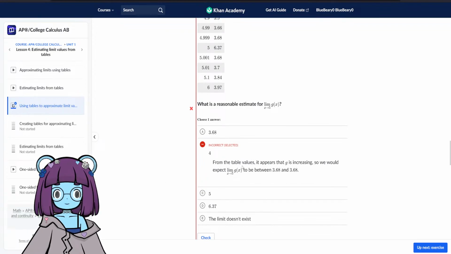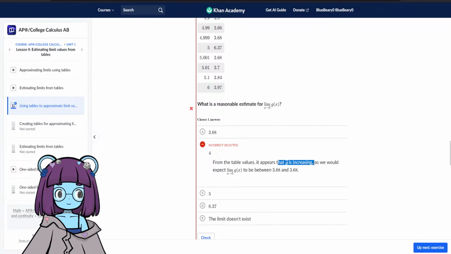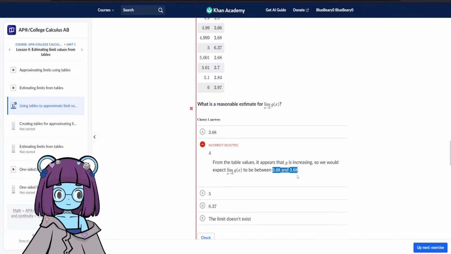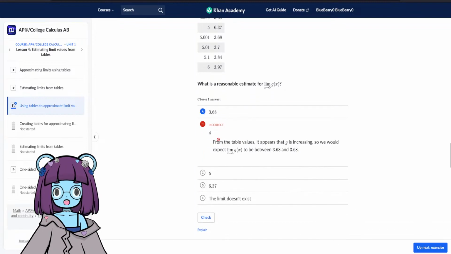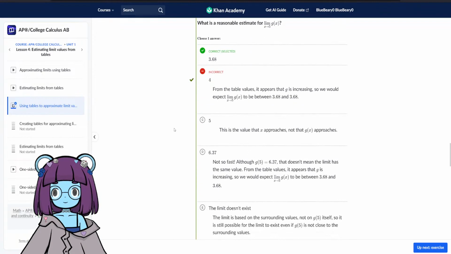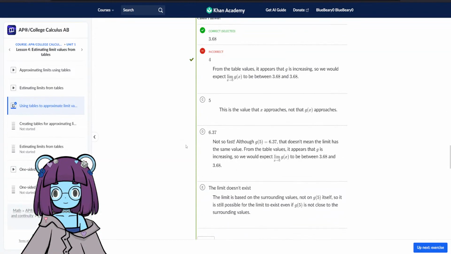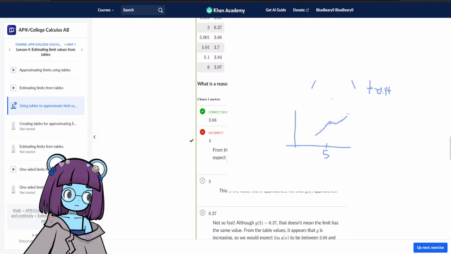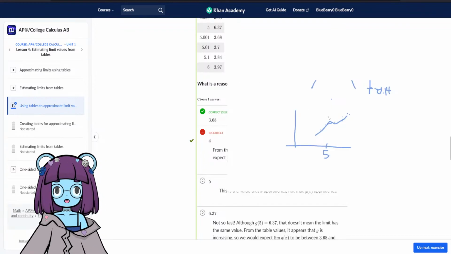From the table values, it appears that g is increasing, so we would expect it to be between... Alright, it should have been that one. So it didn't jump, it just stayed. I guess it should have looked more like this, with a flat line, and then it goes up.